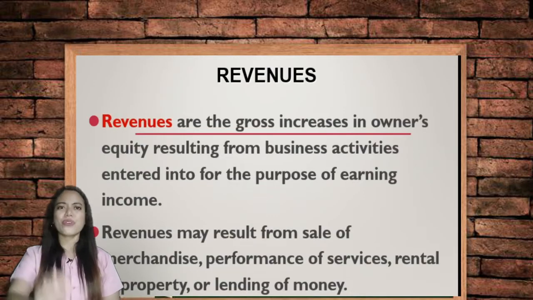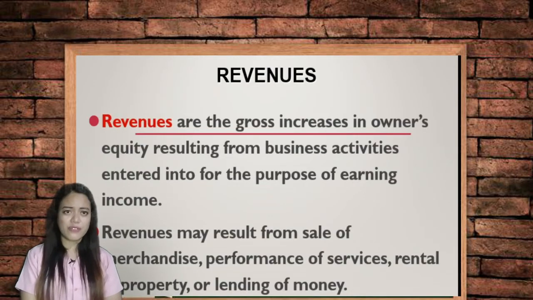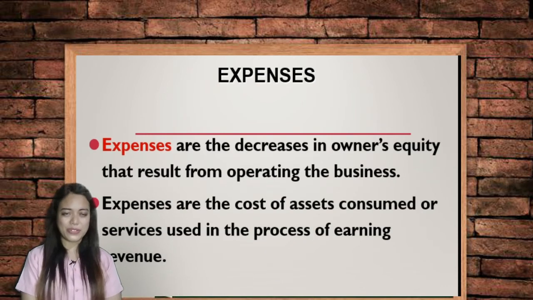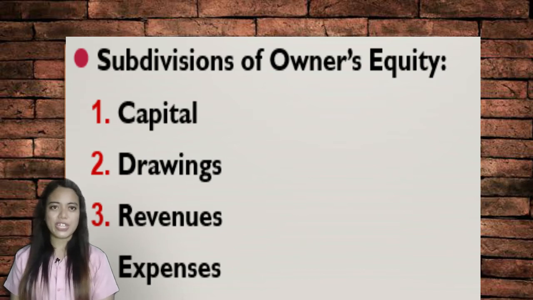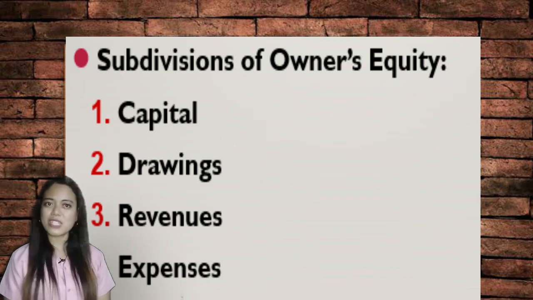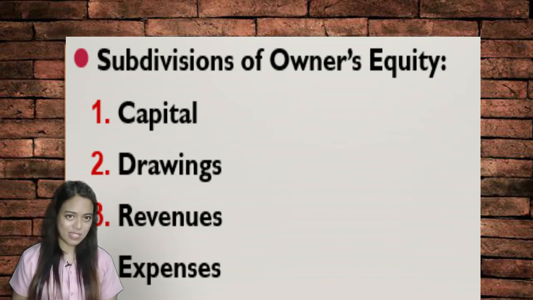Now, there are 4 subdivisions of owner's equity. What are these? First is the capital. Second is the drawing. Third is the revenue. And lastly is the expenses.